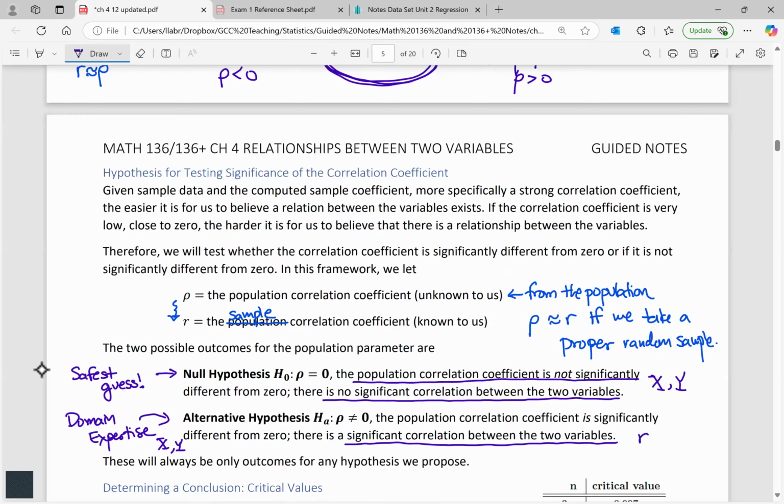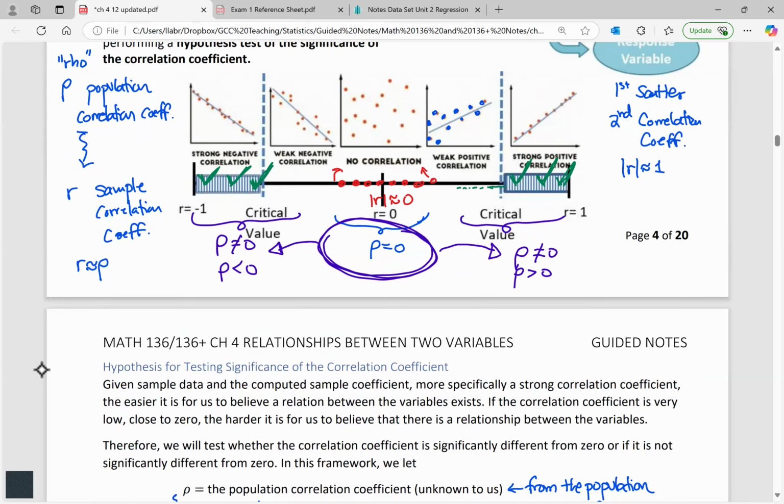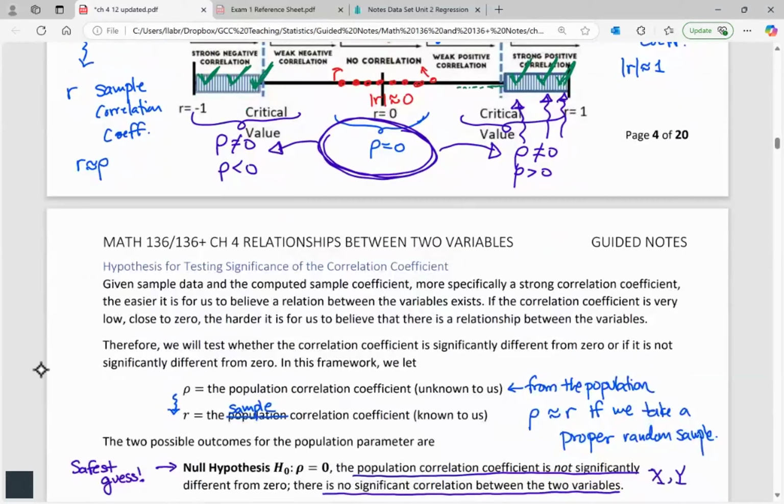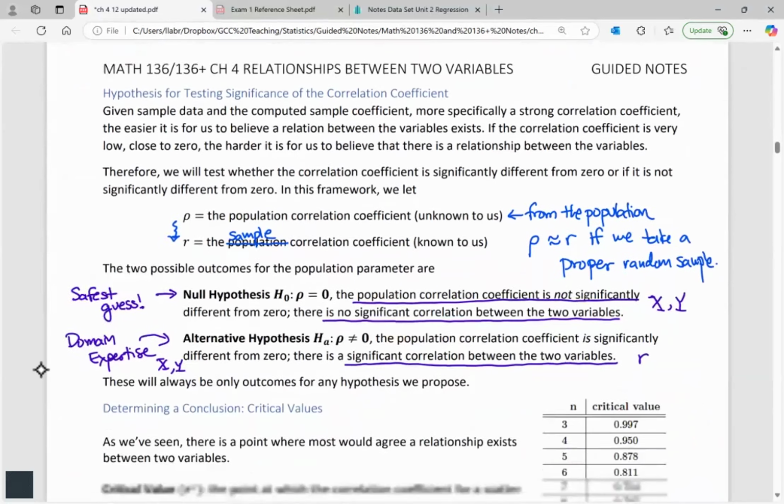enough to 1? So it's this little number line that we created, and we know that if the population correlation coefficient is not zero, then it's got to be further out to the left or to the right. Then your sample correlation coefficient should also be relatively nearby. And again, this is a probabilistic argument.